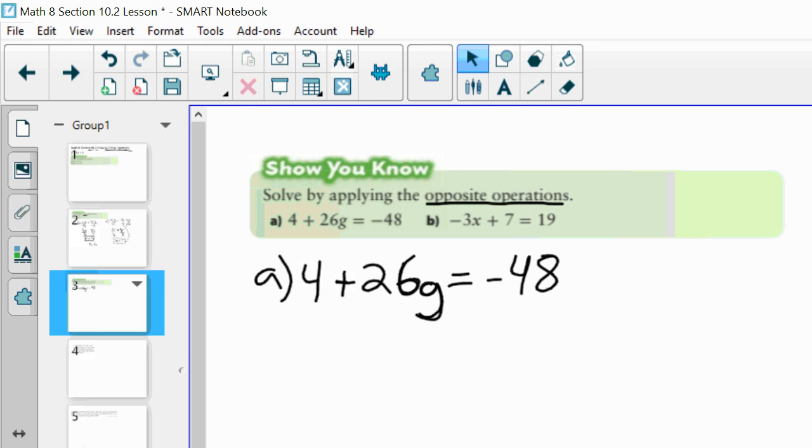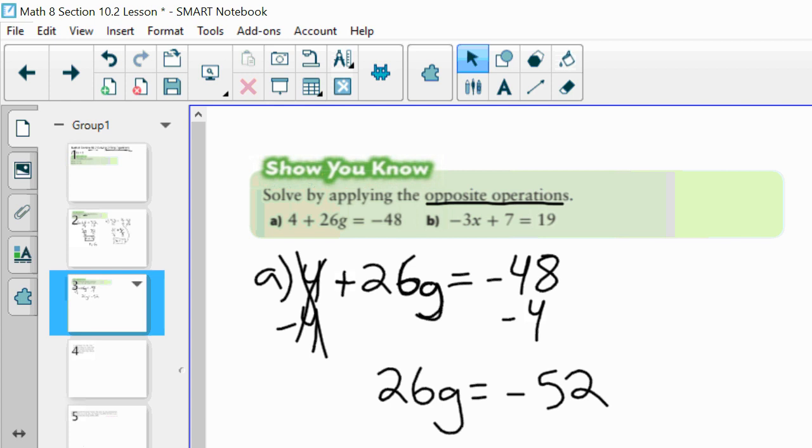So I get 26g. I want to get the g by itself, so I divide by 26 on the left side, divide by 26 on the right side. I'm left with g is equal to, well, negative 52 divided by 26. It's a negative and a positive, so my answer is going to be negative. 52 divided by 26 is 2, so g is equal to negative 2. I'm not going to check right now, but it would be a good idea to substitute what you get for g, negative 2, back into there. Right, 26 times negative 2 would be negative 52 plus 4 would bring me down to negative 48.